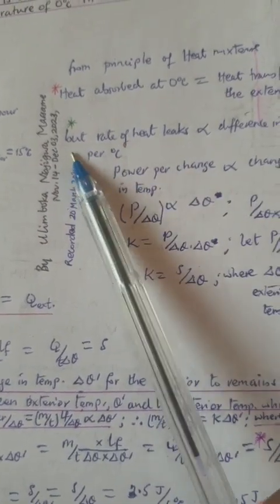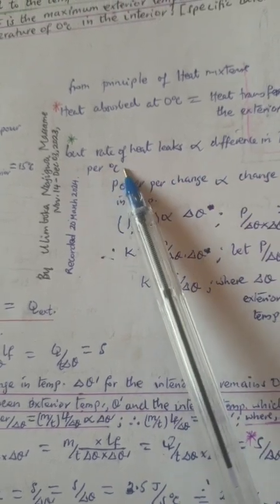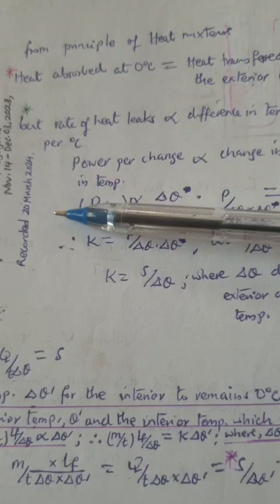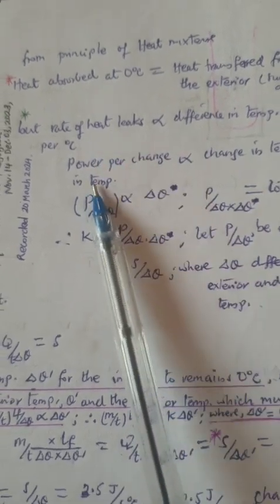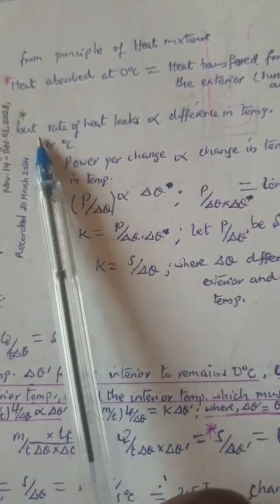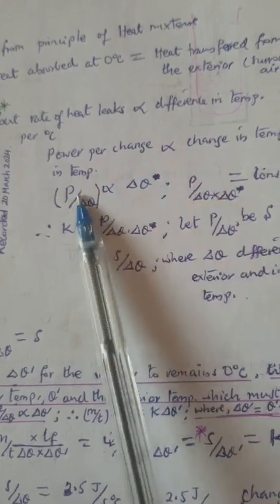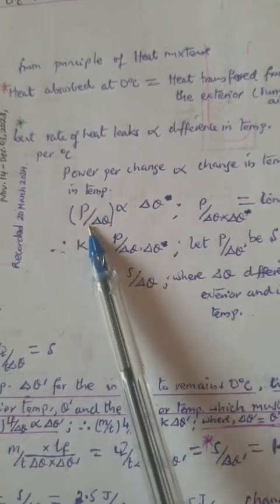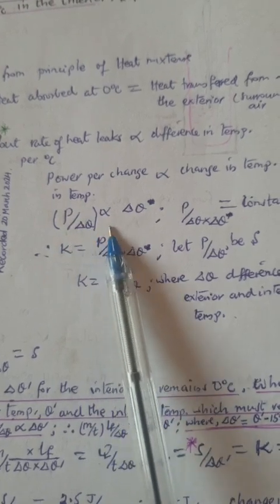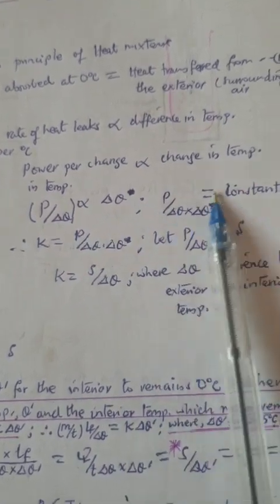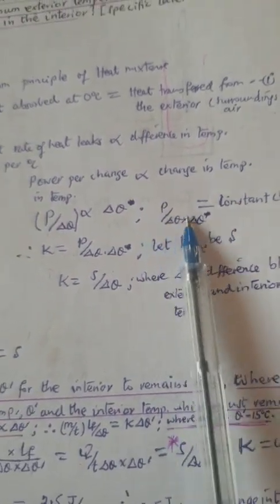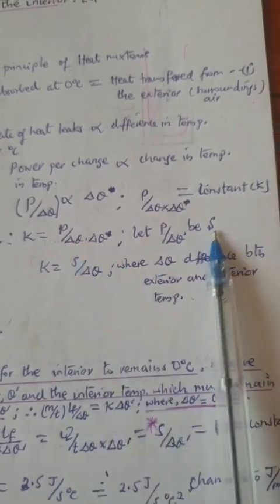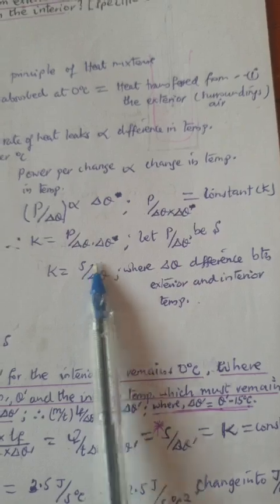The second condition is that the rate of heat leak per degree centigrade is proportional to the difference in temperature. Let us deal with this second condition. We simplify it as power per change in temperature. As you can see, the rate of heat, this is power per change in temperature, is proportional to the change in temperature. In terms of physical quantities, power P divided by change in theta is proportional to change in theta. When you remove the proportionality, the constant is P divided by theta squared. Now let us take P per theta as S, then we have K equal to S divided by change in theta.